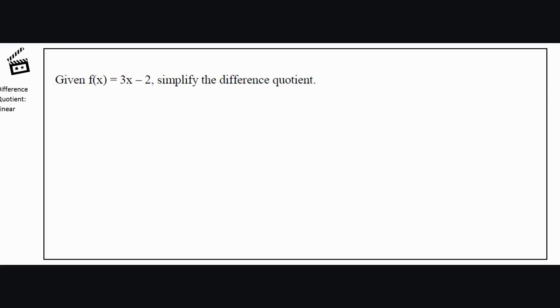Okay, we're going to start by finding the difference quotient of a linear function. So a function that has an x, no squared, anything like that. So remember from before, our formula for the difference quotient, the DQ always makes me think of Dairy Queen, is f of x plus h minus f of x over h.